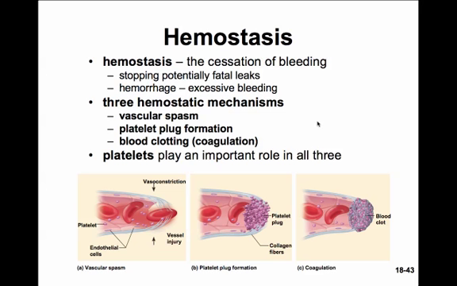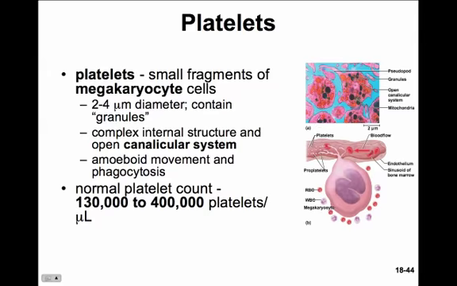We'll begin by looking at platelets themselves and then the three hemostatic mechanisms, which are vascular spasm, platelet plug formation, and blood clotting itself, or coagulation. Platelets are important in all three, so let's begin by looking at them.